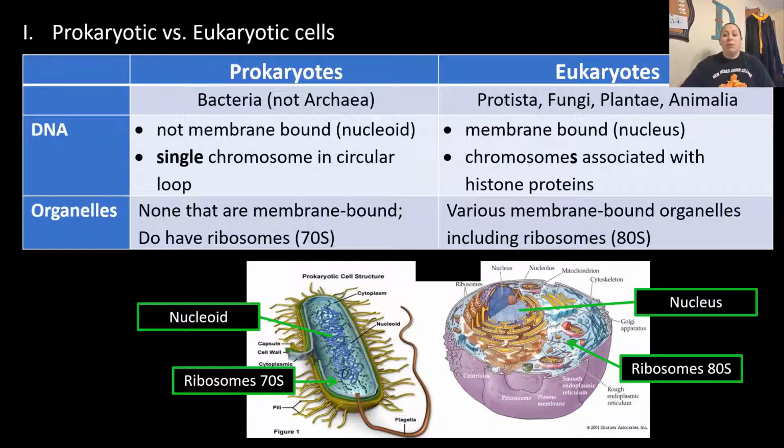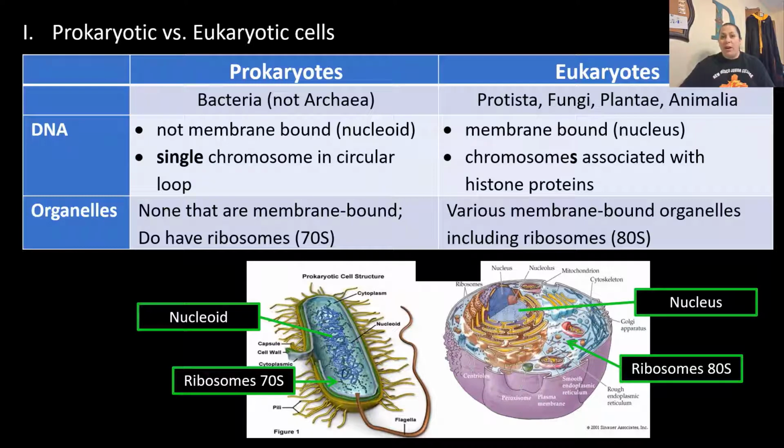With organelles, prokaryotic cells do not have any membrane-bound organelles. They're relatively simple internally in the fact that they don't have a lot of these structures. They do, however, have ribosomes present. And if you recall, ribosomes are important because they do protein synthesis. In the case of prokaryotic cells, these ribosomes are going to have a 70S structure, and we will talk about what that means a little bit later.